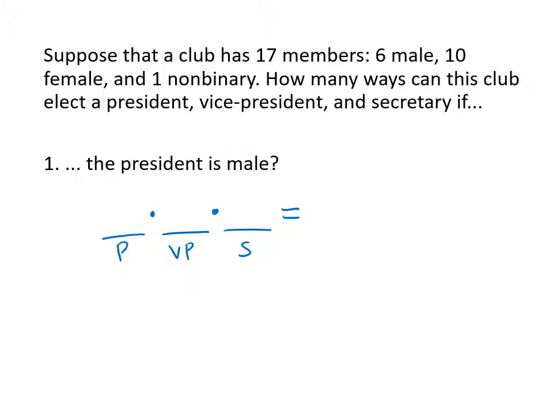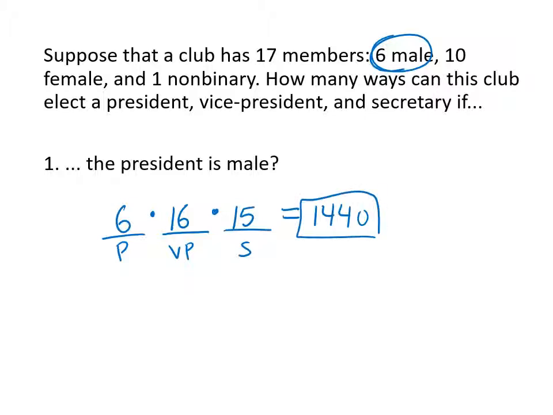So let's make that choice first. We know that we have 6 males, so we have 6 choices for who the president could be. Now, how many choices do we have left for the vice president? Well, we've used 1 of our 17 members. There are no restrictions on who the vice president could be, so we have all 16 remaining members available. And now we have 15 members left for the secretary. So the total here is going to be 6 times 16 times 15, and that works out to be 1,440. So that's our final answer to this one.